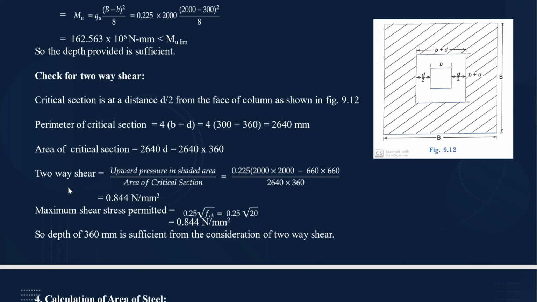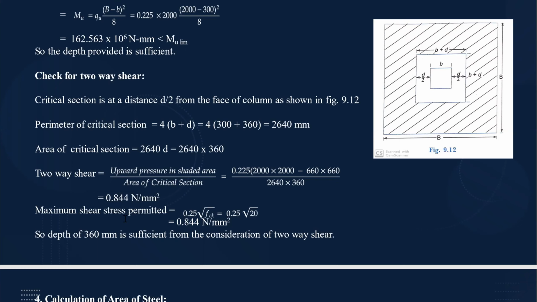Now, as we know, two-way shear is equal to upward pressure in the shaded area divided by the area of the critical section. Therefore, tau p is nothing but 0.844 Newton per mm square. This two-way shear, as I said, is called punching shear.